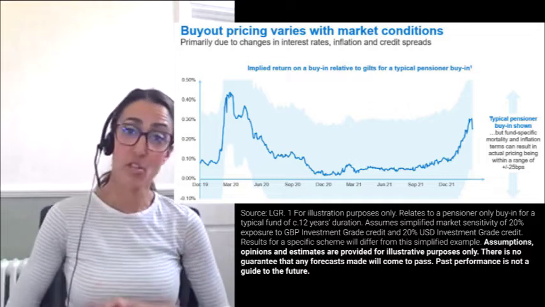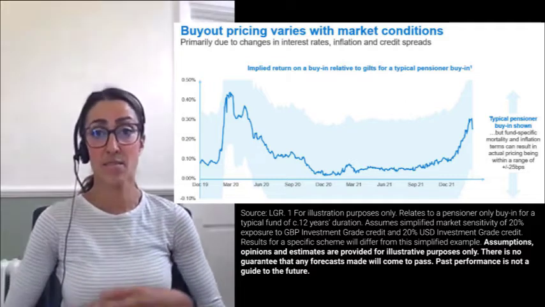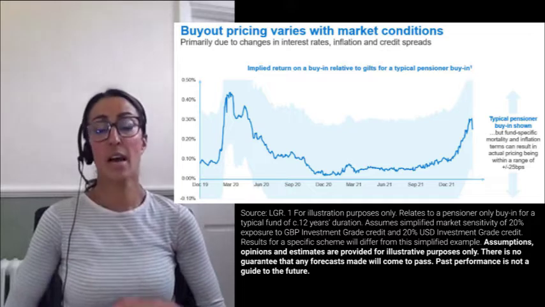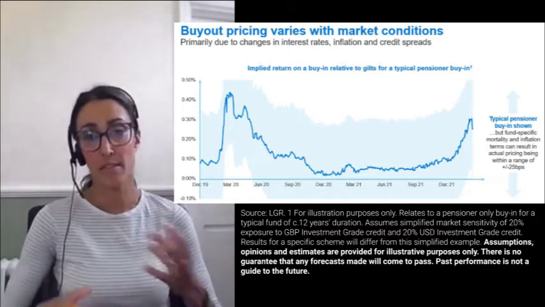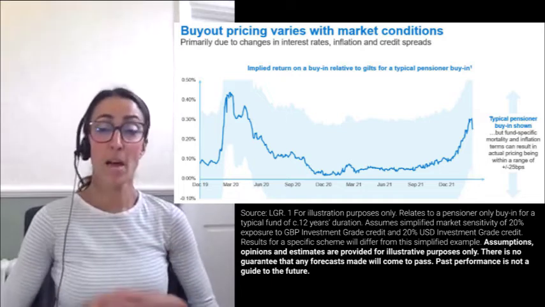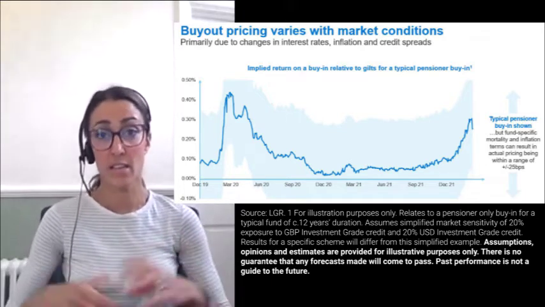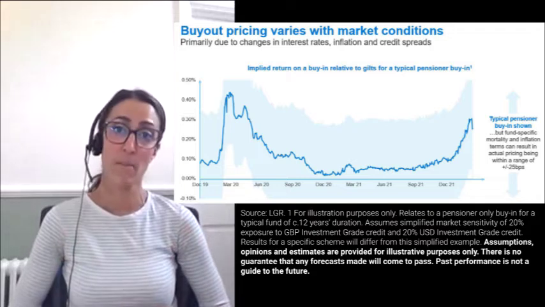Two points probably to note from this chart. The first is that pricing is very volatile over that period, and that's really driven by the changes in credit spreads, interest rates, and inflation, which affect the underlying assets and liabilities. And the second point is really around the volatility that you can see at various times in that market.